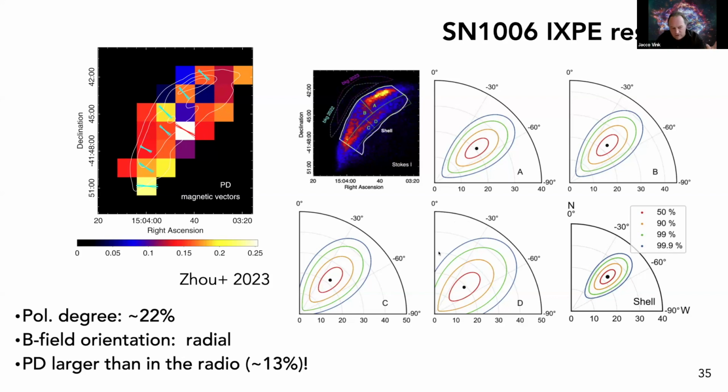Again here, and also in Tycho, I forgot to tell that, we have a radially oriented magnetic field. So whatever is happening in Cas A to stretch the magnetic field is probably also happening in 1006, which is surprising because Cas A has a very clumpy medium, and 1006 should go into a much smoother medium because it's very high up the galactic plane.